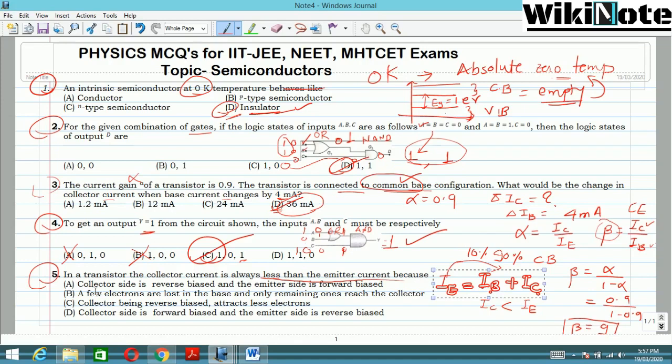So the collector side is reverse biased and the emitter side is forward biased. That should not be the answer. Few electrons are lost in the base and only the remaining ones reach the collector. Yes, few electrons are lost in the base and only the remaining ones reach the collector. So that's why the collector current value is always less than the emitter current.